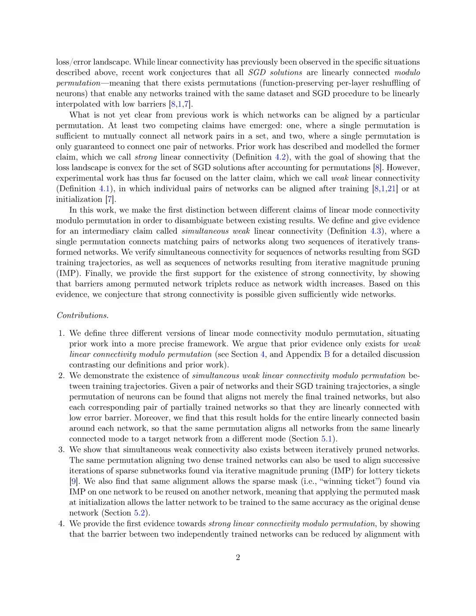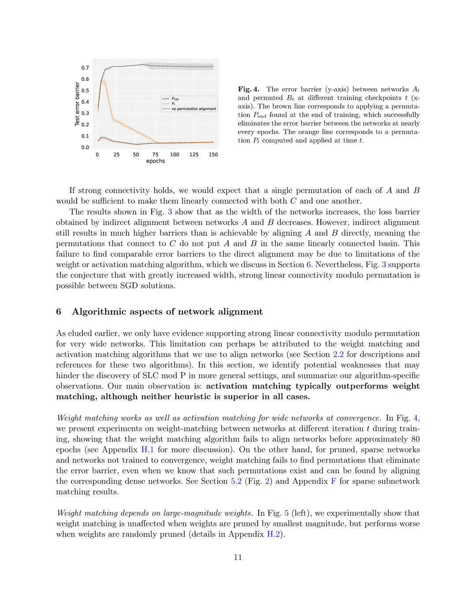The paper provides evidence for the existence of strong linear connectivity modulo permutation by demonstrating that as the width of networks increases, the loss barrier between two independently trained networks decreases when aligned with a third, unrelated network. This indirect alignment method shows that the loss barrier reduces as network width increases, supporting the conjecture that strong connectivity is possible with sufficiently wide networks. The results indicate that a single permutation of each of the two networks would be adequate to make them linearly connected with both the third network and each other.